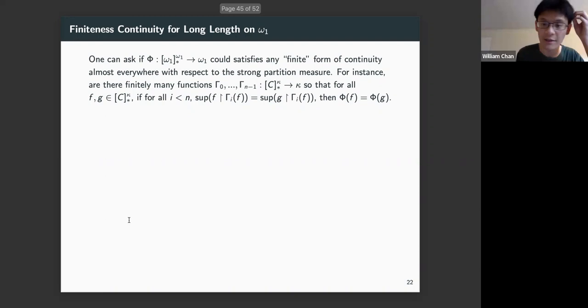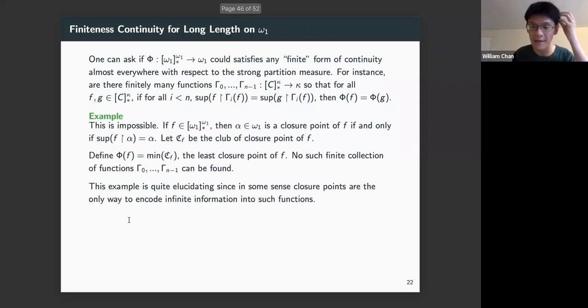A plausible candidate for a finite continuity property would be something like: does there exist finitely many functions, gamma 0 to gamma n-1, so that for all f and g in a suitable club, if sup of f restricted to gamma i of f is equal to sup of g up to gamma i of f (that's not a typo), then phi of f equals phi of g? In other words, are there finitely many functions that tell you the finitely many places that the function phi will depend on? Unfortunately, this is just not true.